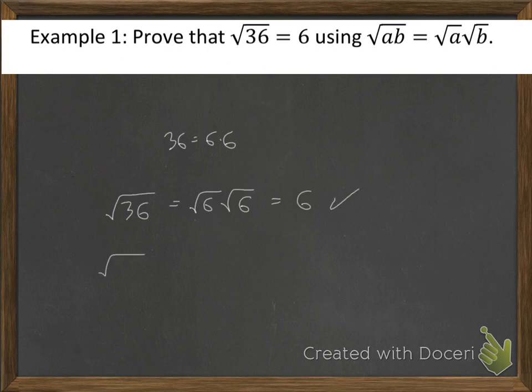Another way to think about this is that 36 is also equal to the product of 9 times 4. So we could rewrite this as the square root of 9 times the square root of 4. The square root of 9 is 3, the square root of 4 is 2, and 3 times 2 is 6. This is another way to prove that this is true.